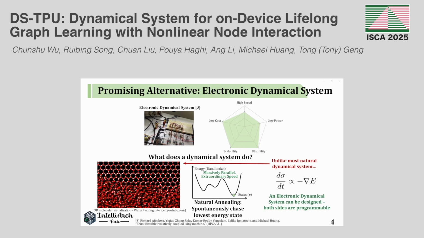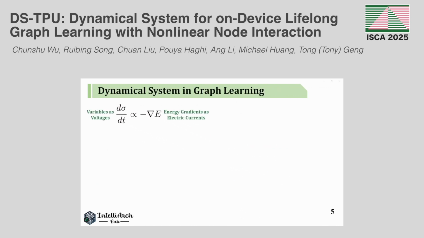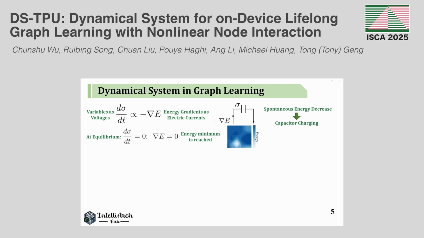However, unlike most natural systems, an electronic dynamical system can be designed, meaning that the equation of evolution can be controlled for specific tasks. Actually, the variable sigma in the electronic dynamical system can be modeled as voltages, and the energy gradients can be modeled as electric currents. The relation shows how currents change the voltages, just like charging capacitors. Consequently, the spontaneous energy decrease described in the formula is translated to a natural capacitor charging process. At equilibrium, the variables correspond to the lowest energy state, and the process of reaching this equilibrium is as the animation shows.